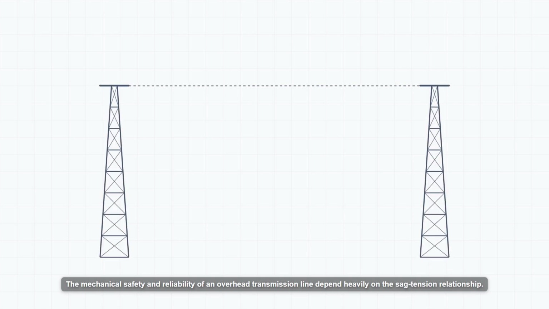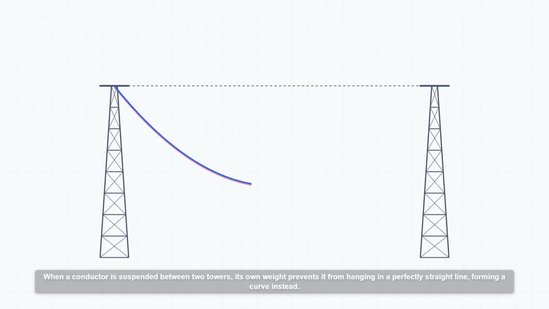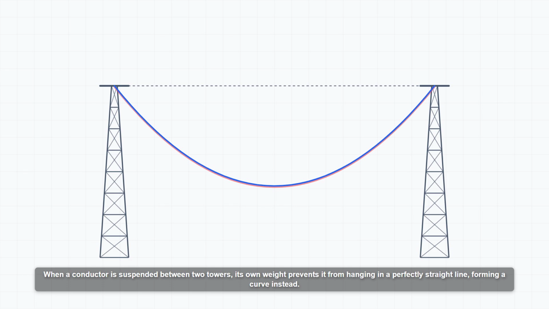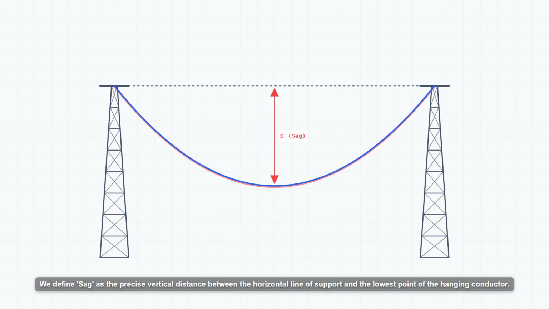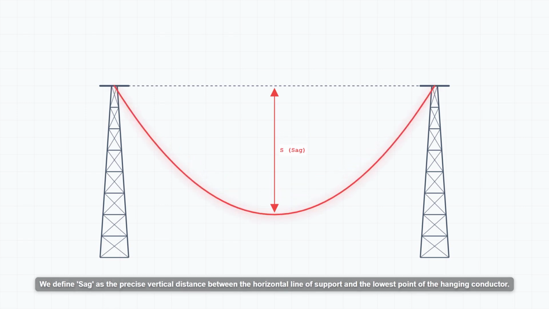The mechanical safety and reliability of an overhead transmission line depend heavily on the sag tension relationship. When a conductor is suspended between two towers, its own weight prevents it from hanging in a perfectly straight line, forming a curve instead. We define sag as the precise vertical distance between the horizontal line of support and the lowest point of the hanging conductor.